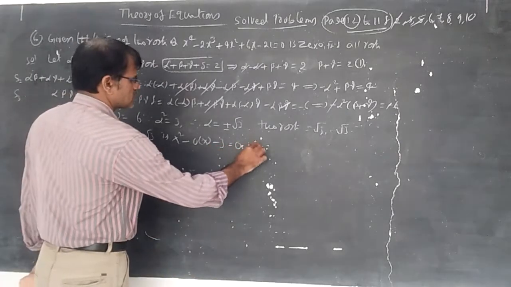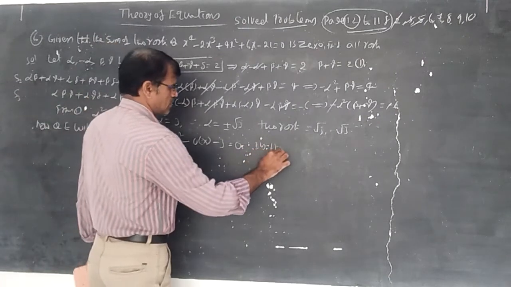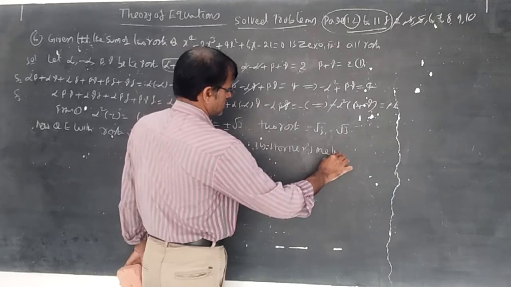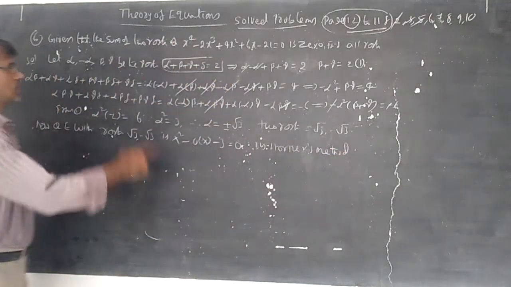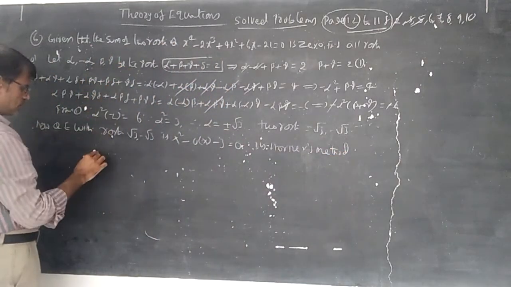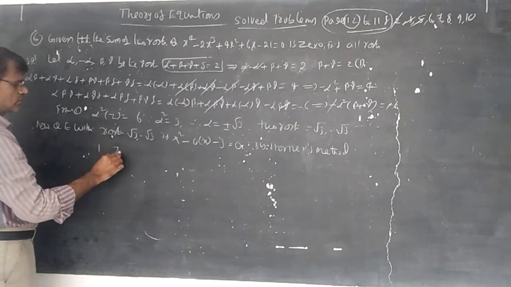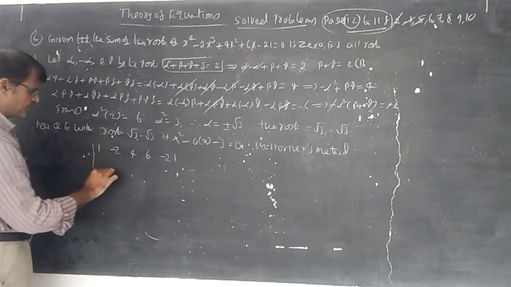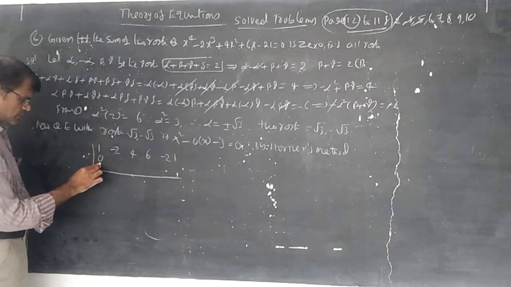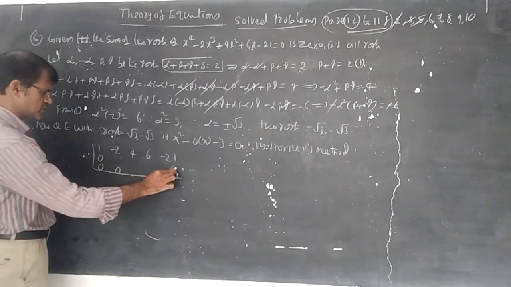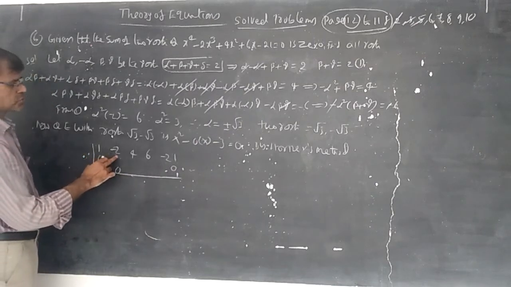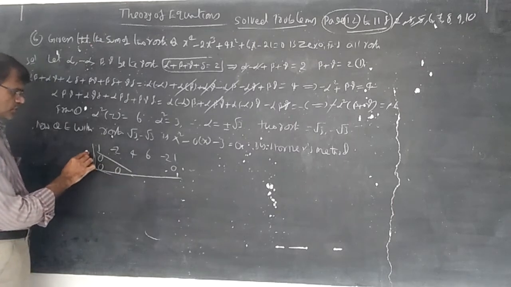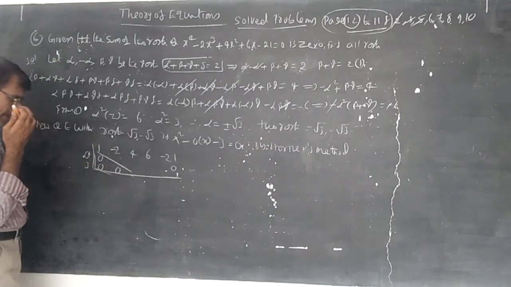So by Horner's synthetic division method, we can divide this quartic equation by the quadratic equation. 1 minus 2, 4, 6, minus 21. Put here a 0, a 0, triangle 0, for the x power 4 term, x cube term, x square term, x term, and constant. Put like this, triangle 0, here a 0 and this is a 3.